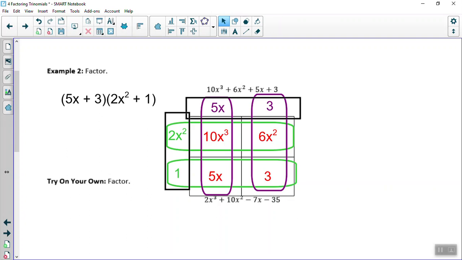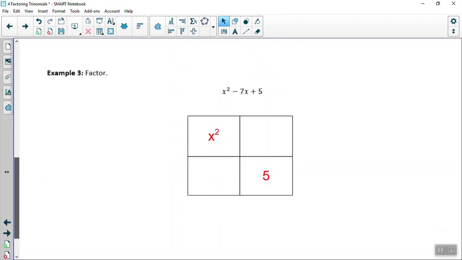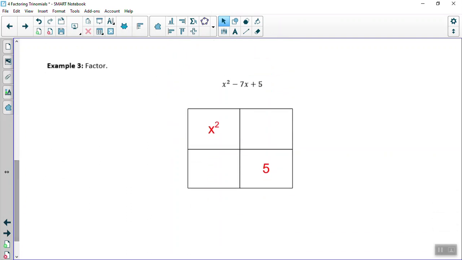Here's a try on your own with 4 terms, so you're going to set up just like we did here. But before you do that, let's take a look at another example. So this one here, I actually already have the first 2 boxes filled in. I drew my box, I filled in my A term, and I filled in my C term. We still need to find these 2.